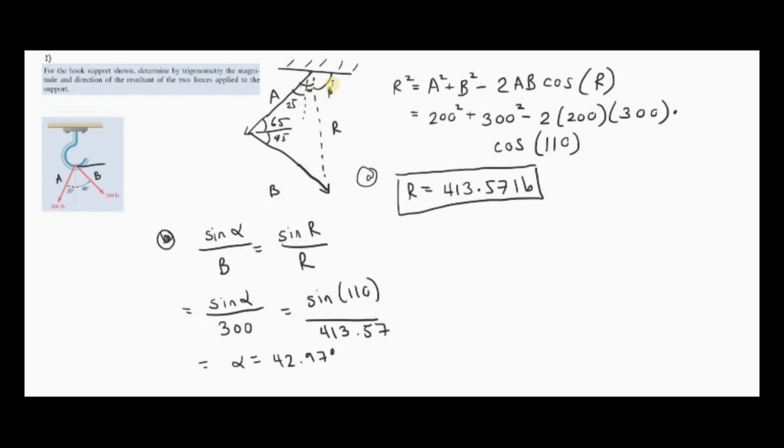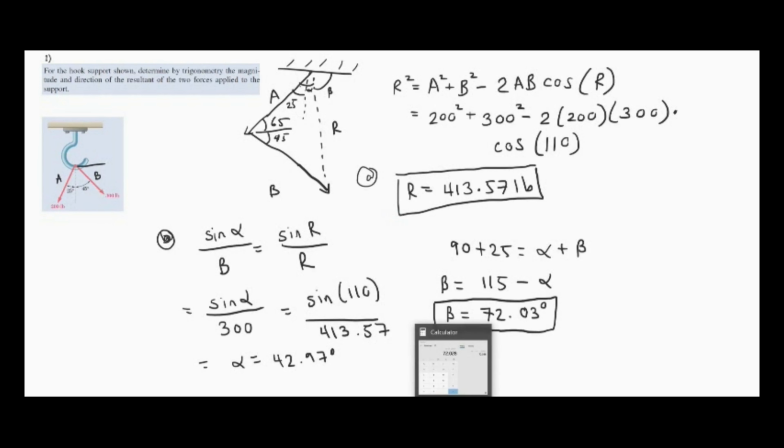So now I want to solve for the angle beta. We know that beta and alpha has to equal this right angle, 90 plus 25. So writing that as an equation, we'll get 90 plus 25 is equal to alpha plus beta. And solving for beta, it'll give you 115 minus alpha. So plugging in the value for alpha, you'll get beta is equal to 72.03 degrees. So here we have the direction of the resultant force.